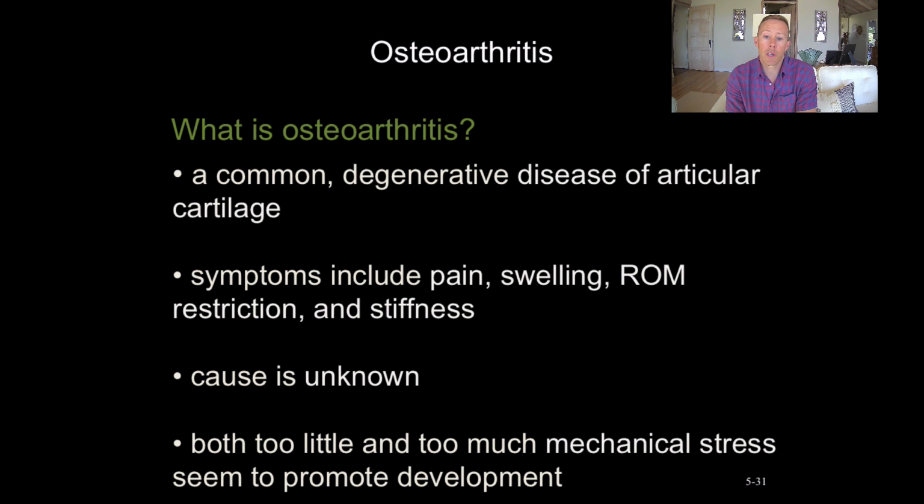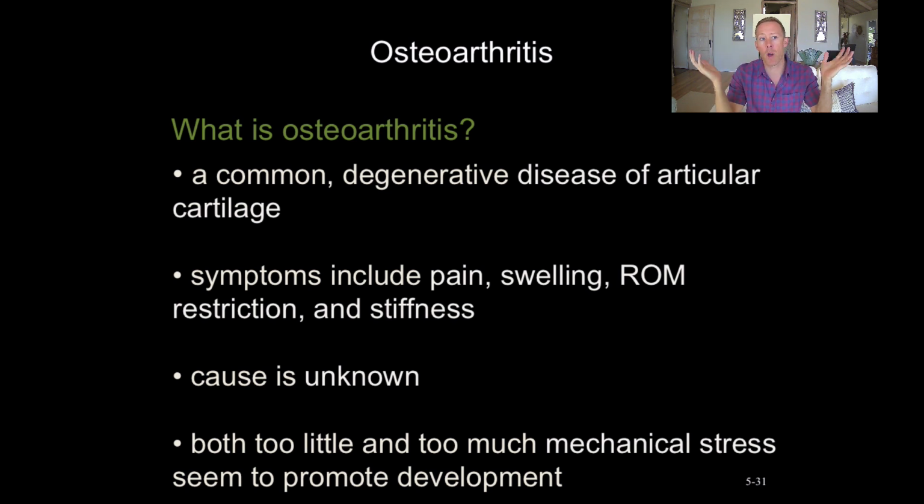Interestingly, both too little and too much stress seem to promote the development of osteoarthritis. If you look at people who are completely sedentary, they don't have any stress on their system and they don't promote positive adaptation, and it actually seems to wear out prematurely. On the other side of the spectrum, you take ultra runners with super high volume running, that can also lead to premature changes in cartilage. So we want to be somewhere in the middle.